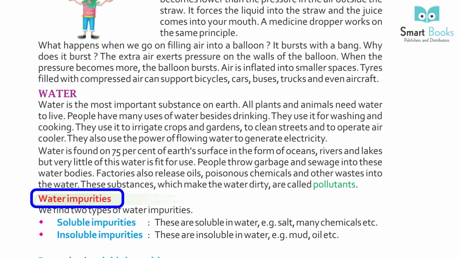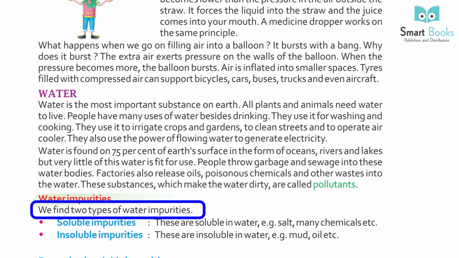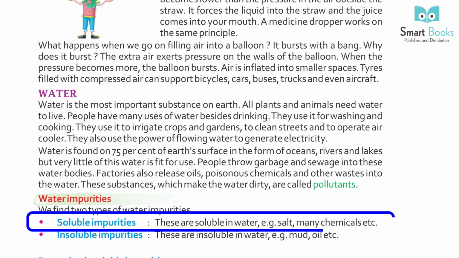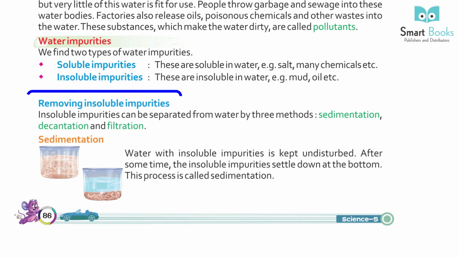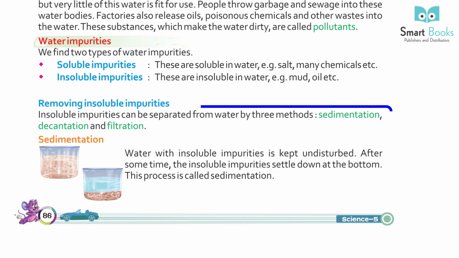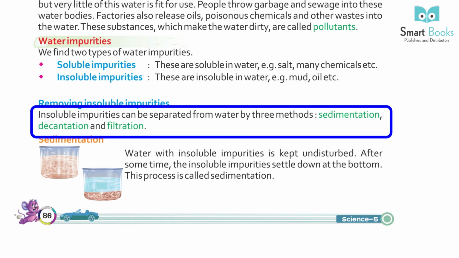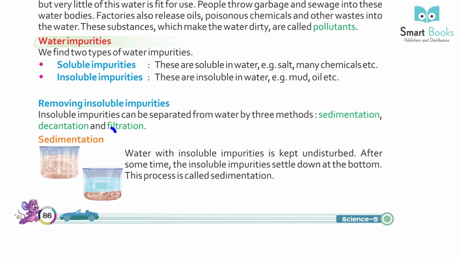Water impurities. We find 2 types of water impurities. Soluble impurities. These are soluble in water. Example: salt, many chemicals, etc. Insoluble impurities. These are insoluble in water, for example mud, oil, etc. Removing insoluble impurities. Insoluble impurities can be separated from water by three methods: sedimentation, decantation, and filtration.